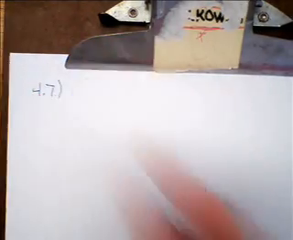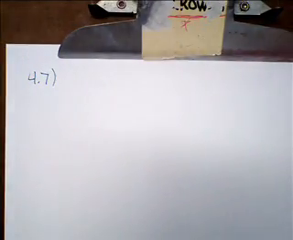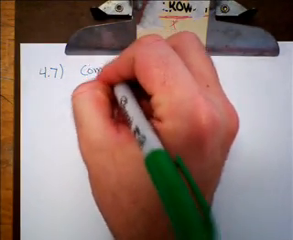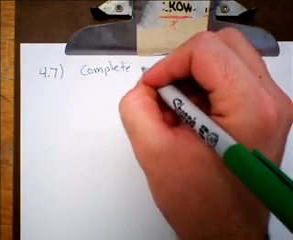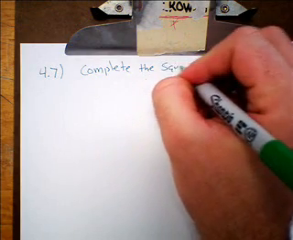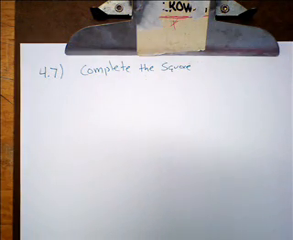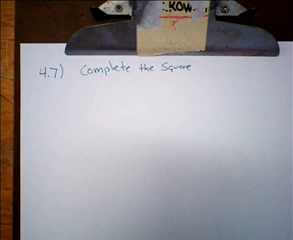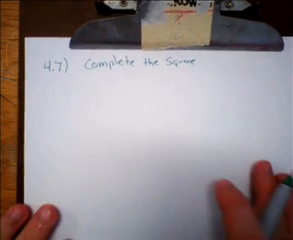Alright, section 4.7. This section is dealing with completing the square, and this is just another way of solving. You can use this method instead of the quadratic formula, which is in the next section. These are mainly important when you have something that can't be factored and you have another way of solving it, okay, instead of the quadratic formula.